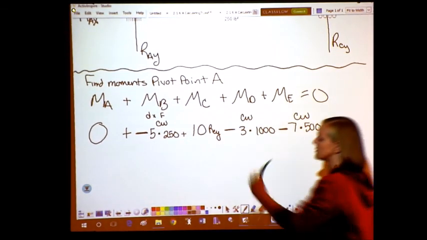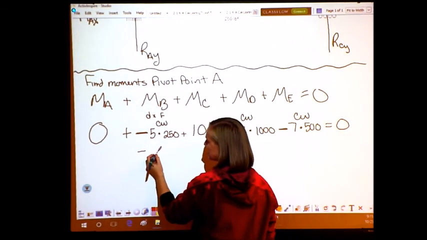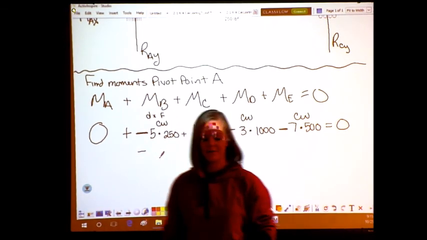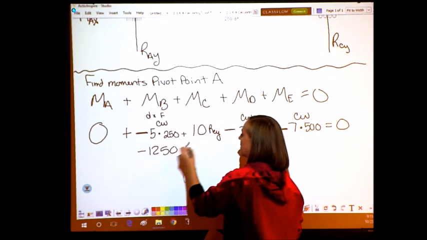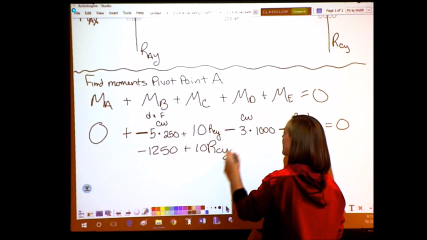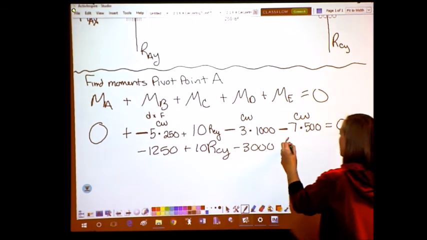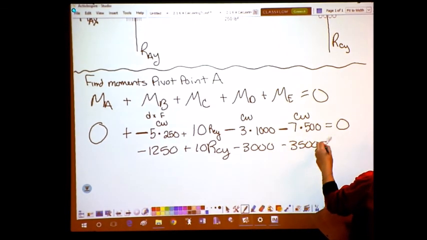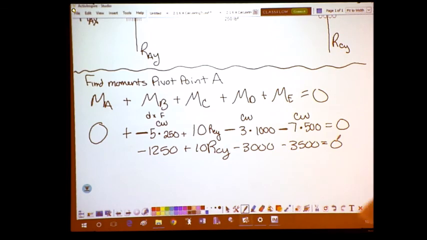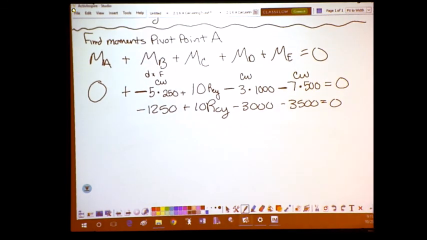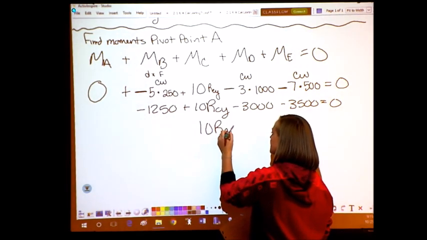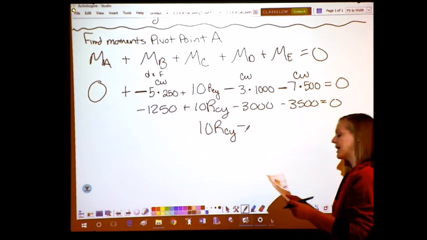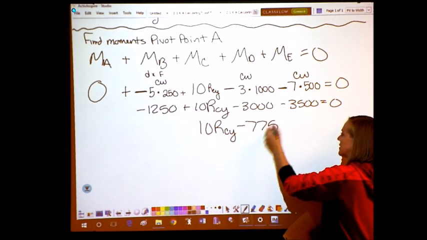That's right. So 0, who cares? This is negative something. What is that? Negative. Good. Plus 10 RCY minus 3,000 minus 3,500. All of those negatives. Here's where your Algebra 1 skills come into play. All of those negatives make negative 7,750.